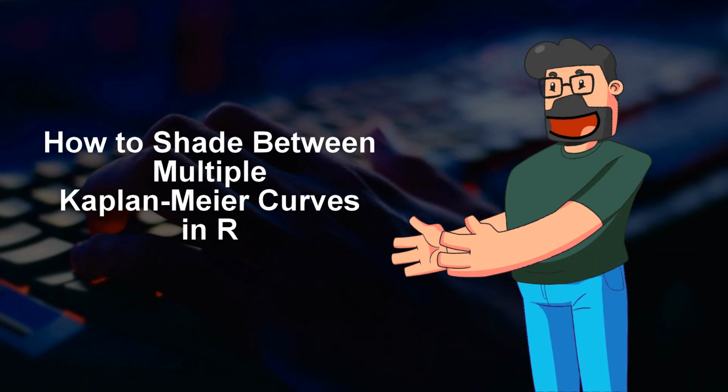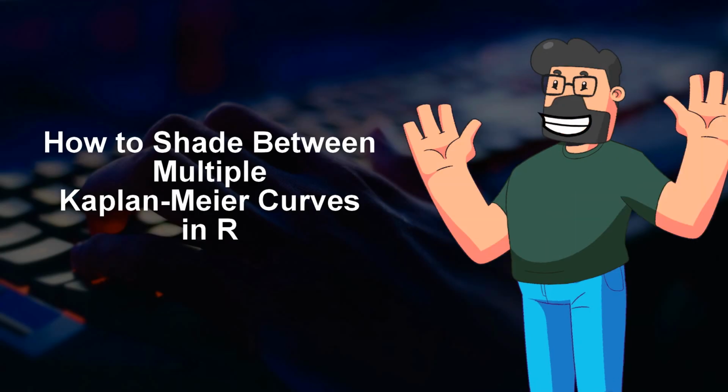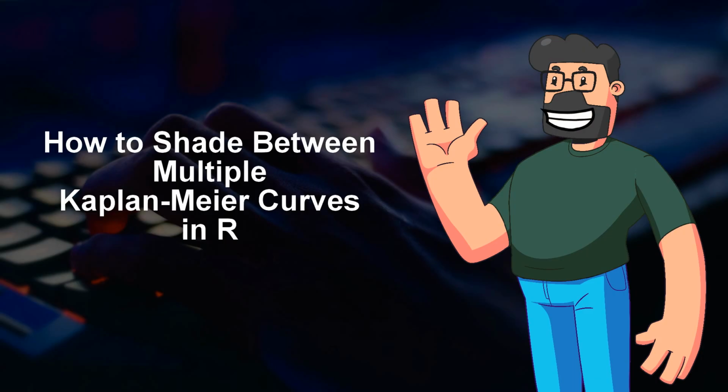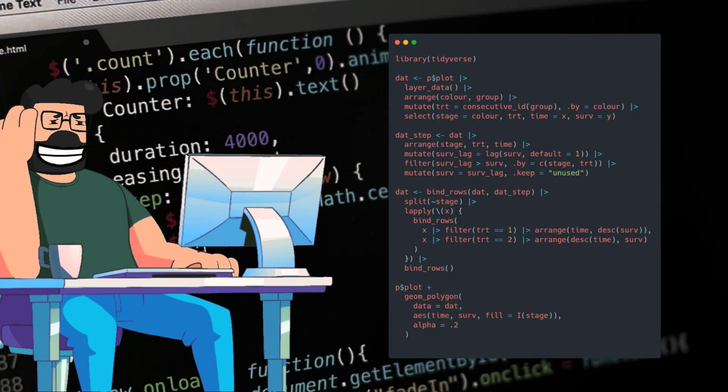We are looking to create Kaplan-Meier curves stratified by treatment and stage, with a specific request to shade the area between the curves belonging to the same stage. Quite an interesting problem, don't you think? Now, let's talk about the solution provided.